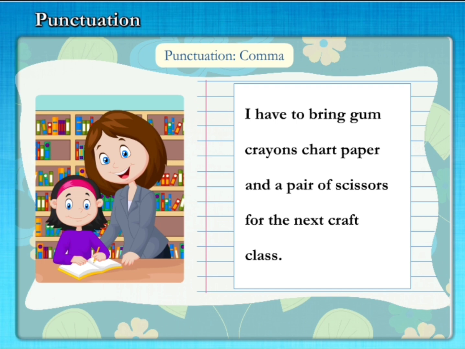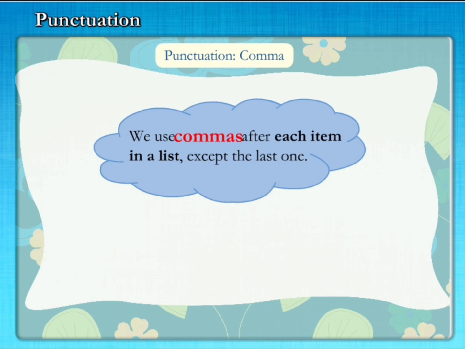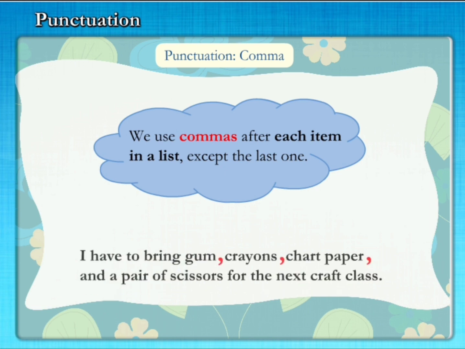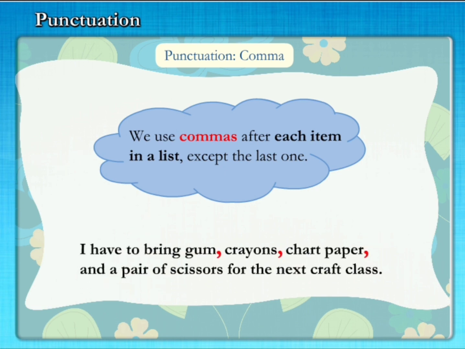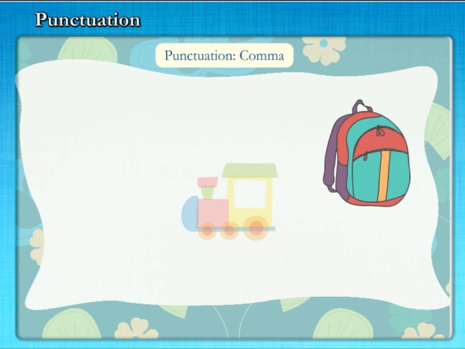I should have put commas after the words gum, crayons, and chart paper. We use commas after each item in a list except the last one. I quickly corrected my list and wrote, I have to bring gum, crayons, chart paper, and a pair of scissors for the next craft class. Let us look at some more sentences.